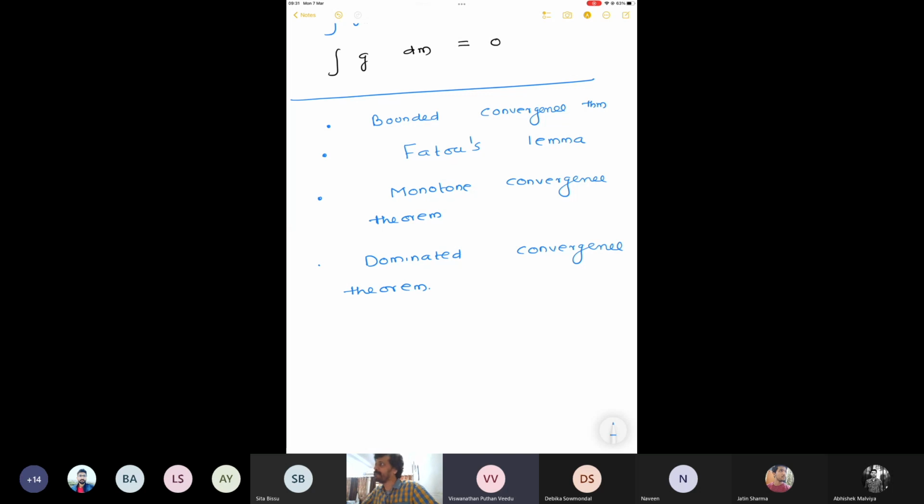So the main part is the definition of the Lebesgue integral and the properties of Lebesgue integrable functions through these four convergence theorems. That's it. That's the main content of this course. With that, let me stop.